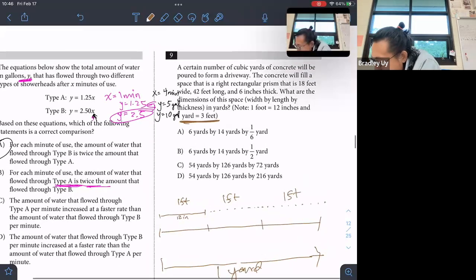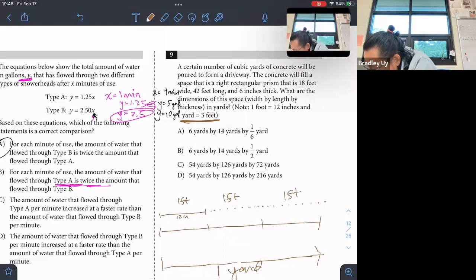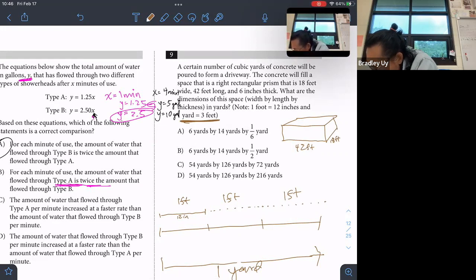Okay, so the concrete will fill a space that is a right rectangular prism. Interesting to draw. We could do 42. This just helps keep our thoughts organized. This is 42 feet. This is 18 feet. And that height is a little too high. It's not to scale though. It is 6 inches. So this is clearly not to scale, but it is just a way to organize my thoughts. All of these dimensions need to be converted to yards.